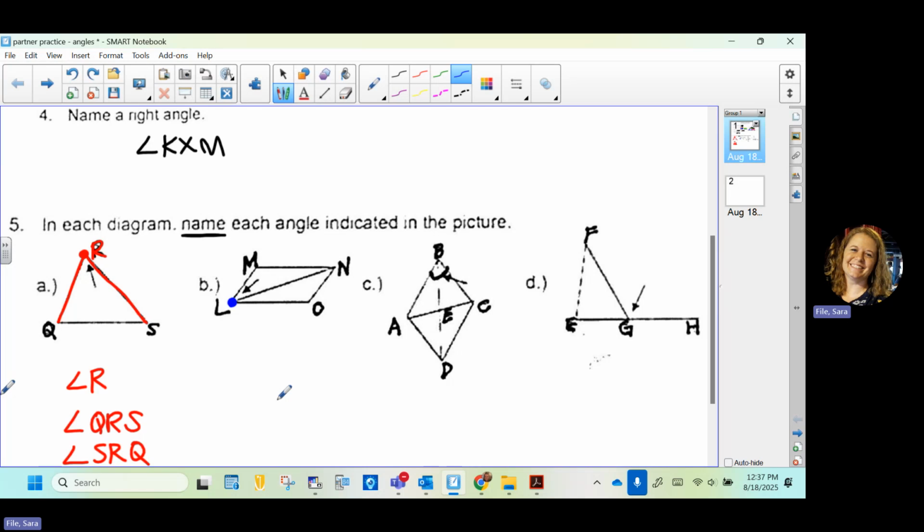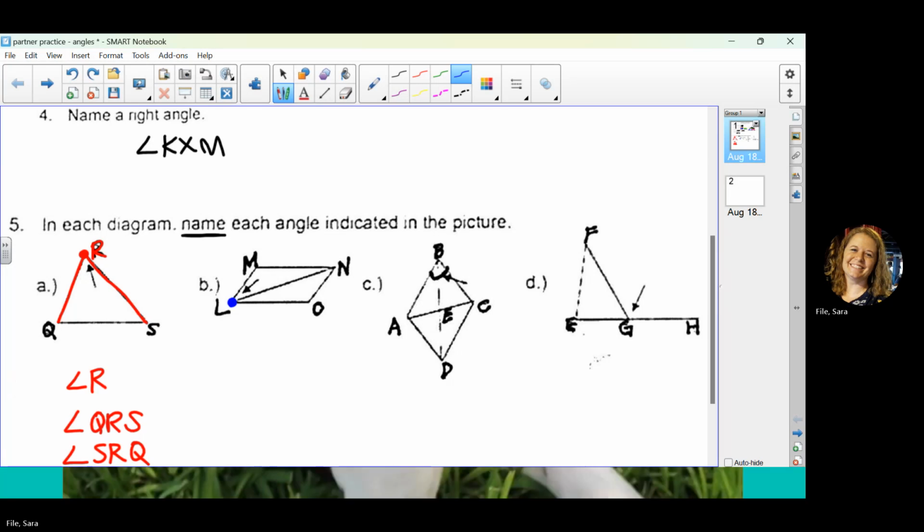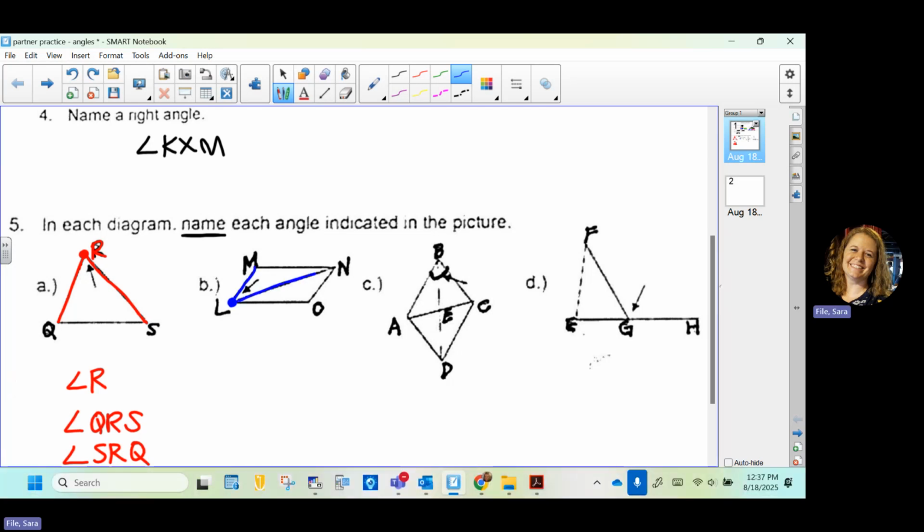So what order do I have to list the points to trace that angle where the arrow is? M to L to N, that would work. Okay, or in reverse, N to L to M. Both of those would work. Those are the only 2 correct answers for this one. You can't say angle L. It's not specific enough for this picture.